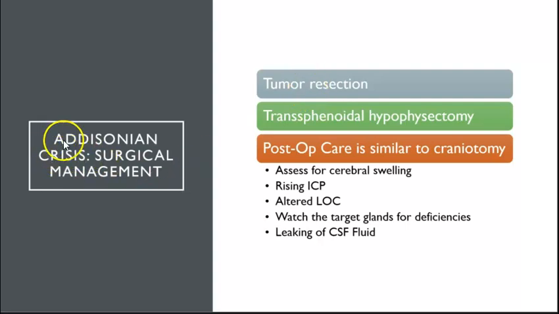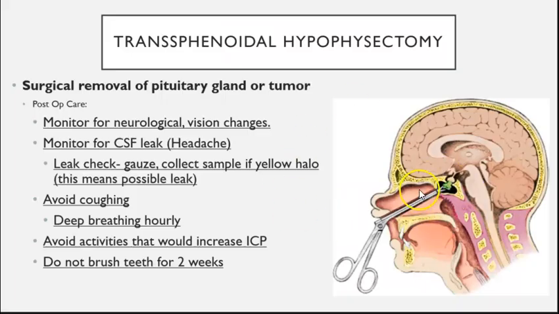So if they have a tumor on the pituitary gland, it could be hypersecreting. I wouldn't necessarily say this is an Addisonian crisis. I think that's an error on my part. But let's say that they're hypersecreting and they need to have that area removed. So it's the surgical removal of the pituitary gland or tumor. So you see here, going in through the mouth, up through the transsphenoidal area, and they're resecting that pituitary gland because it's damaged or sick.